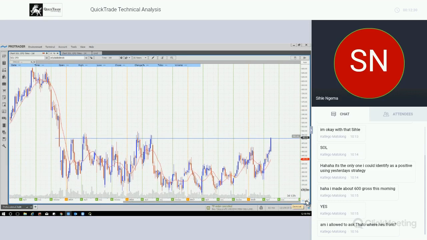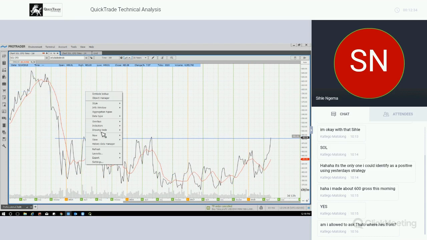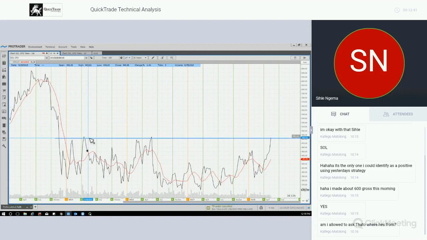The weekly time frame. Okay, we're right there. Well, I mean, it's the same as the monthly. I cannot really put two. Let's just move this up a bit.